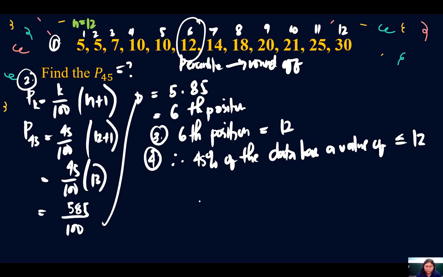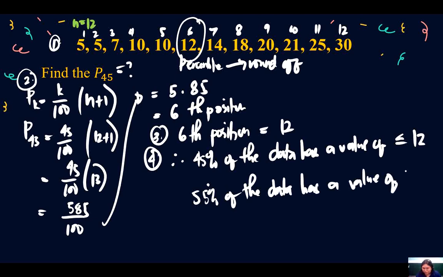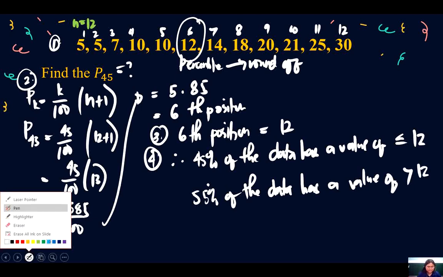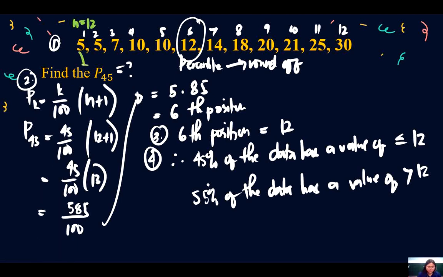So in contradiction, 55% of the data has a value of greater than 12. Okay, so ibig sabihin, class, from here to here, it is the 45%. From here to here, it is the 55%. Diyan naglalaro yung score ng 55% ng population. Dito naman naglalaro ang score ng 45% ng population. Okay po?